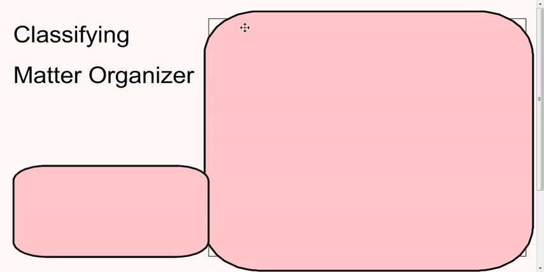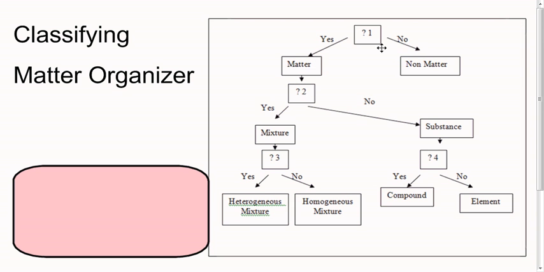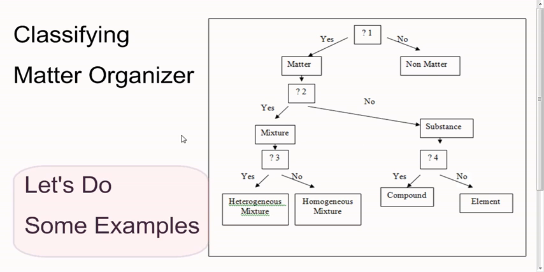You're also going to be able to sort these similar to the way that Dr. Square did, with an organizer like this, where here's the first question, does it have mass or volume? If it's a yes, then you go to the second question. And if it's a yes to one, it's matter. And if it's a no to one, it's non-matter, and so on and so forth. And like I said, it's best to see how this works with examples.